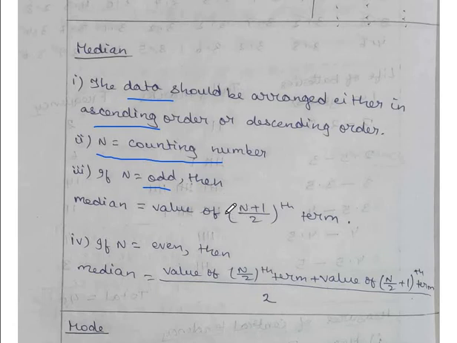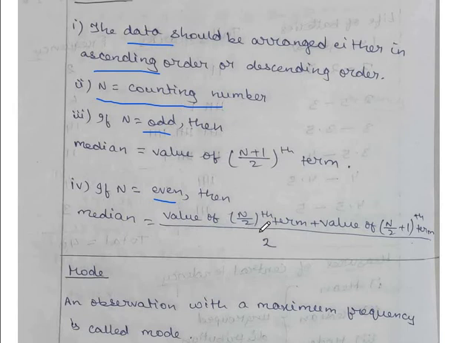If n is even, then your formula will change a bit. Median is equal to value of n by 2 th term plus value of (n by 2 plus 1) th term, divided by 2. These are the formulas for median, one for odd number, one for even number. But make sure that data should be arranged. Numbers should be arranged. Normally we will go for ascending order. For mean, if you are not arranging also it doesn't matter, but for median you have to arrange the data. Then you can apply the formula this way.